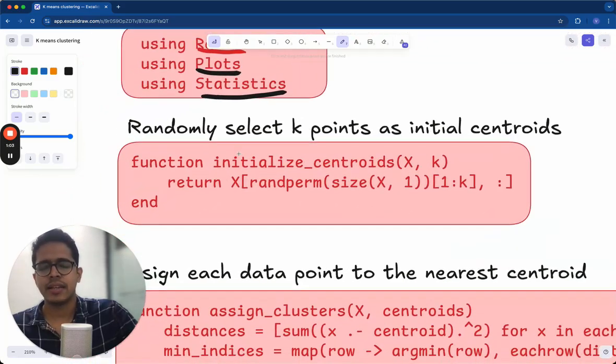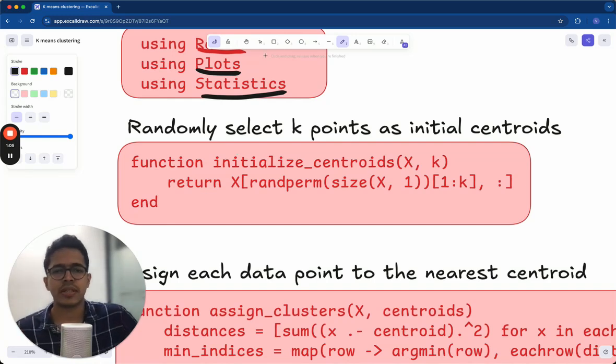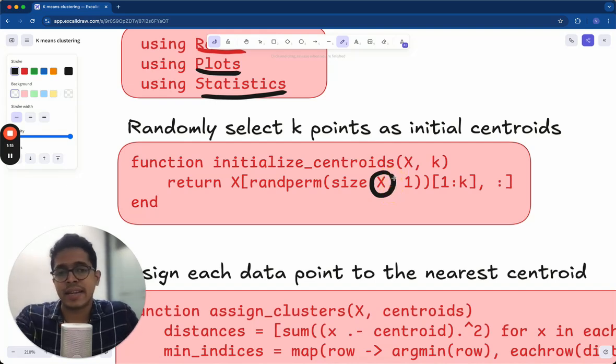So if k is, let's say, 2, the number of centroids you want to select because you are clustering into two clusters. Here, what we are doing is you have an initial input vector which consists of all the initial data points. So let's say XY pairs is here. Size of x comma 1 means you are counting the total number of data points.